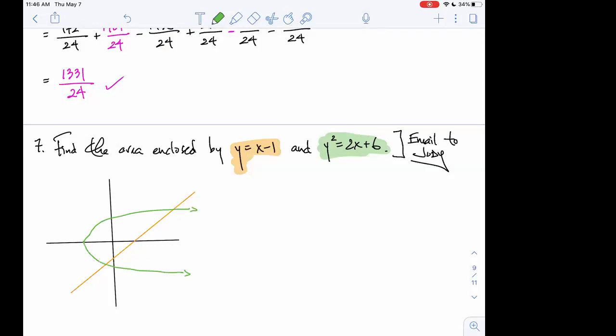All right. So what are our thoughts? Do we think this is a case of vertical rectangles or horizontal rectangles? It could go either way, right? All right, let's see.